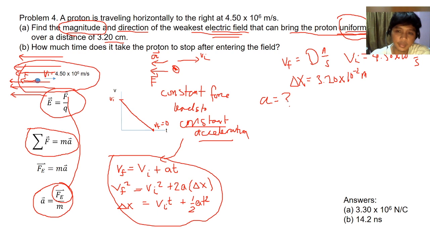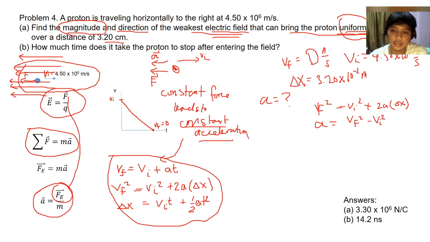And there is no other formula that can hold all these variables except the second formula. We don't have the time, so we'll choose a formula that doesn't have time. And it's this second formula. So VF squared is equal to VI squared plus 2a delta x. But we're looking for a, so let's derive a. So I'm going to bring VI squared to the left side, and then I will divide all by 2 times delta x. And I hope you know how to do this, but this is our final equation for a.